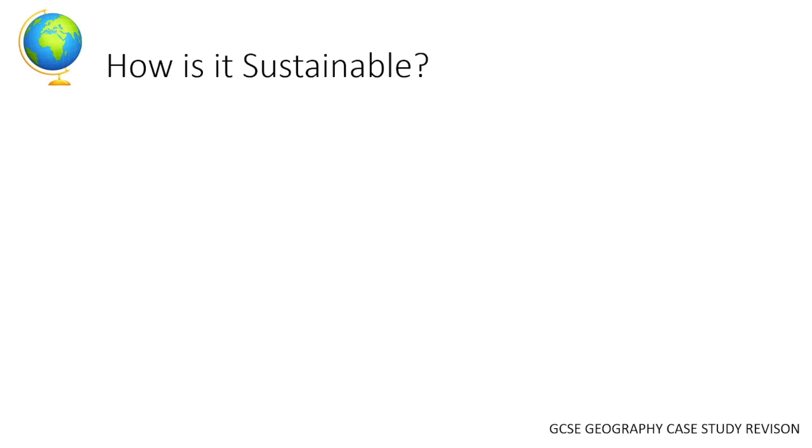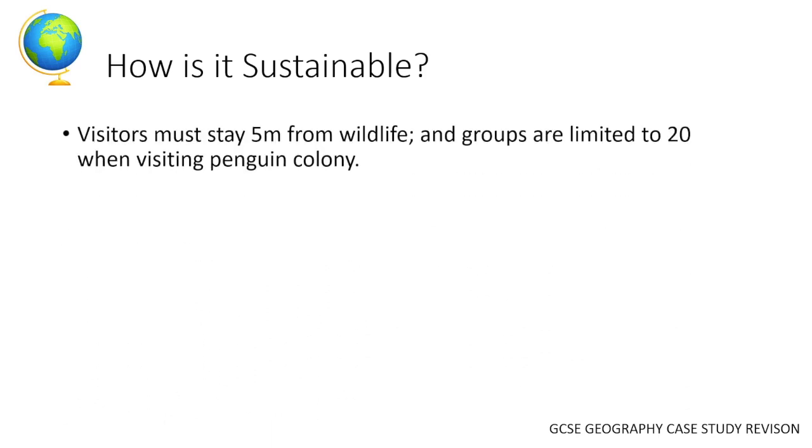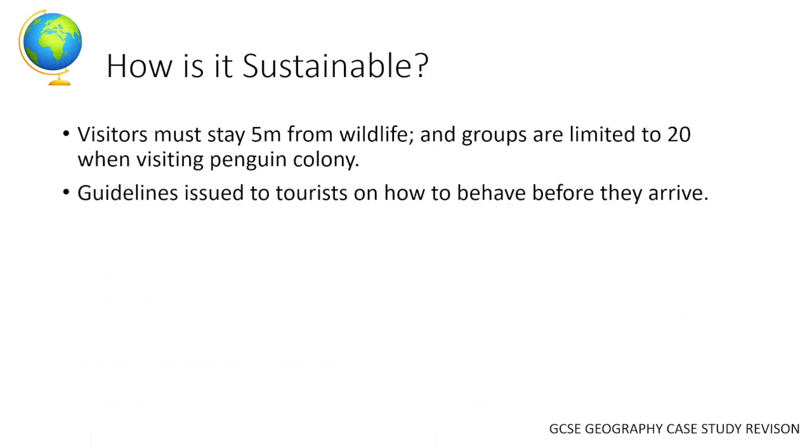So how is it sustainable? How is Union Glacier sustainable? First of all, they have a number of rules. Visitors must stay 5 meters away from wildlife, and groups are limited to a maximum of 20 when visiting the penguin colonies. In addition, before arriving at Union Glacier, you have to agree to follow a set of guidelines, and this includes strict rules on how to behave.